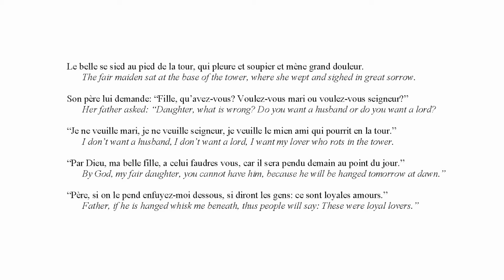The text for the two upper parts is, in English translation, the fair maiden sat at the base of the tower where she wept and sighed in great sorrow. Her father asked, daughter, what is wrong? Do you want a husband or do you want a lord? I don't want a husband. I don't want a lord. I want my lover who rots in the tower. My God, my fair daughter, you cannot have him, because he will be hanged tomorrow at dawn. Father, if he is hanged, whisk me beneath. Thus people will say, these were loyal lovers.